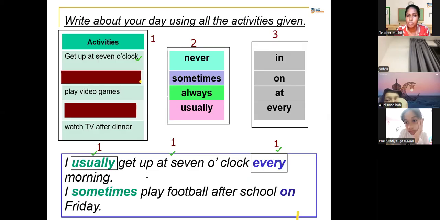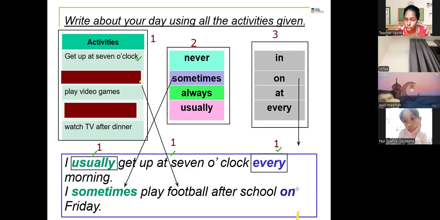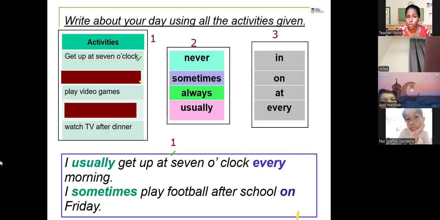I sometimes play football after school on Friday. Ada tak teacher guna sometimes? Yes, ada. So I can get a point. Play football after school. Okay, that one we are not writing. An activity. On Friday, ada tak teacher guna on? Ada guna on Friday.